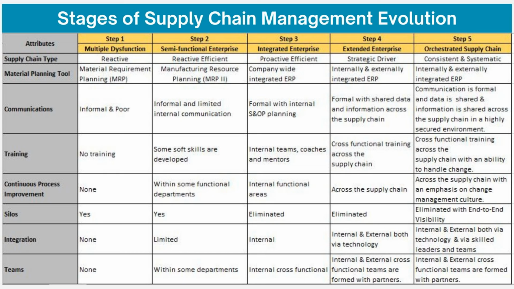Teams. There is no concept of teams in multiple dysfunction, whereas in semi-functional enterprise, teams are somewhat formed in some departments. In integrated enterprise, internal cross-functional teams are made, whereas in extended enterprise, internal and external cross-functional teams are formed with partners. Same goes for orchestrated supply chain. Internal and external cross-functional teams are formed with partners.